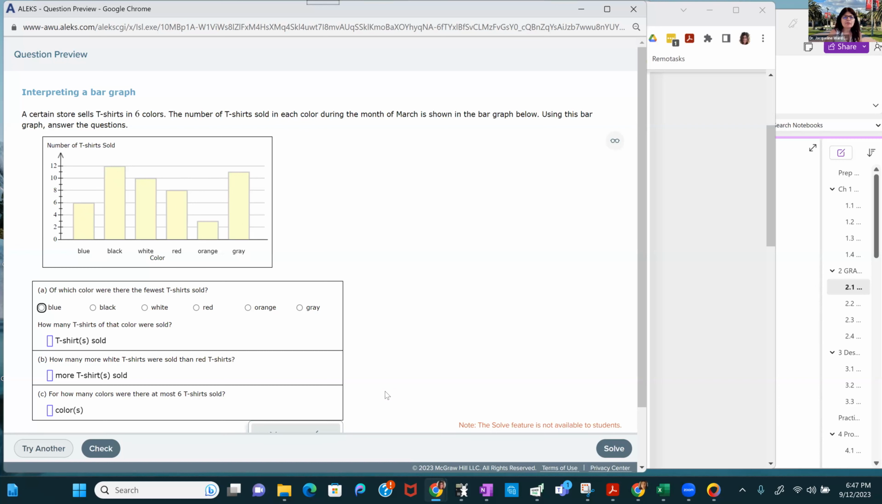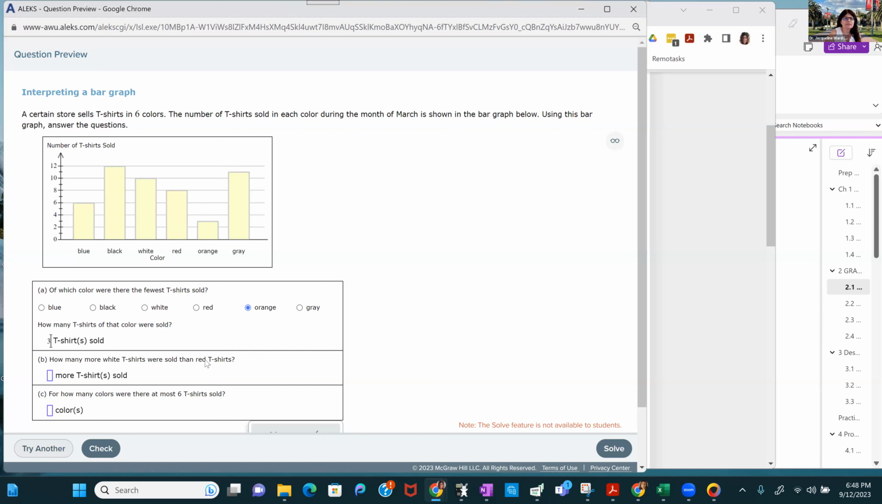All right. Of which color were there the fewest t-shirts sold? What do you guys think? What color were the fewest t-shirts sold? Orange. Right, and it's really quick to see it's going to be the smallest bar in height. And so the height, we can look off to the left, corresponds to 3, right? Which answers that question. How many of the orange were sold? And it looks like 3.